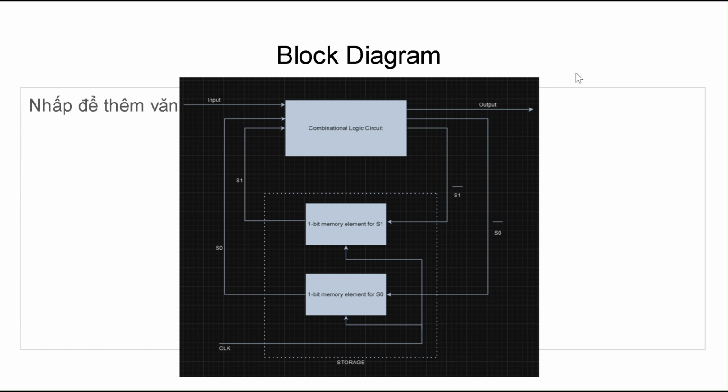And to react appropriately to the user input, the output, the response, and the next state must consider both the current state and the input. So that's why the Mealy machine is used. And here is the block diagram of traditional Mealy machines.